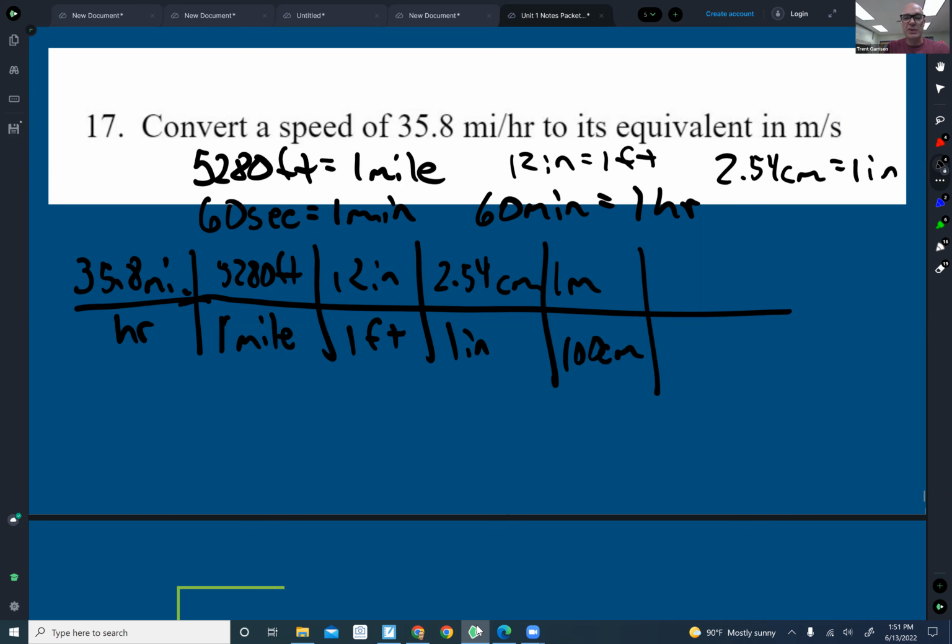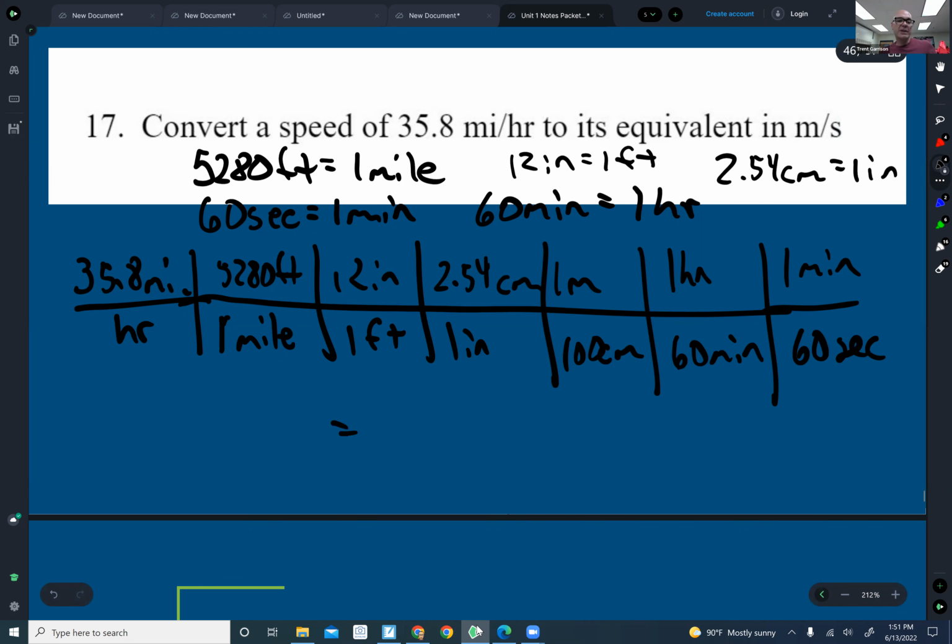Now let's do the inches. So the bottom one was hours. So for every 1 hour, there are 60 minutes. And for every 1 minute, there are 60 seconds. Multiply everything across the top.